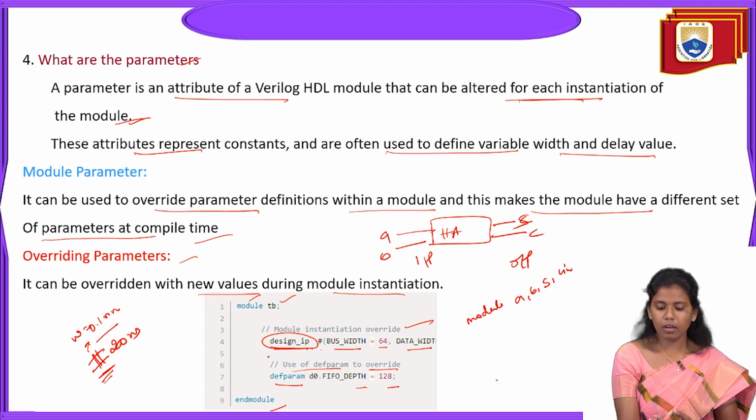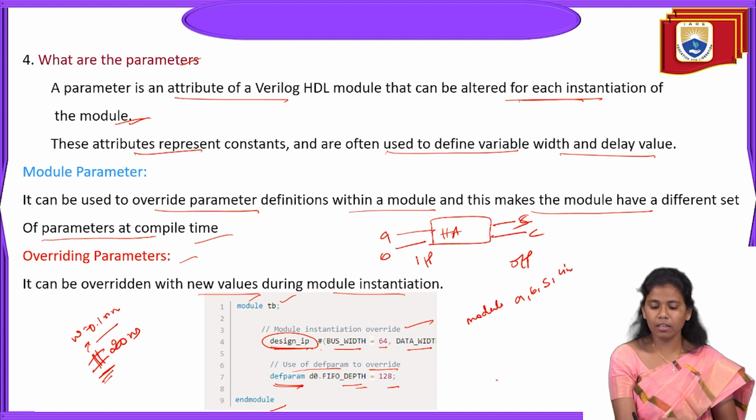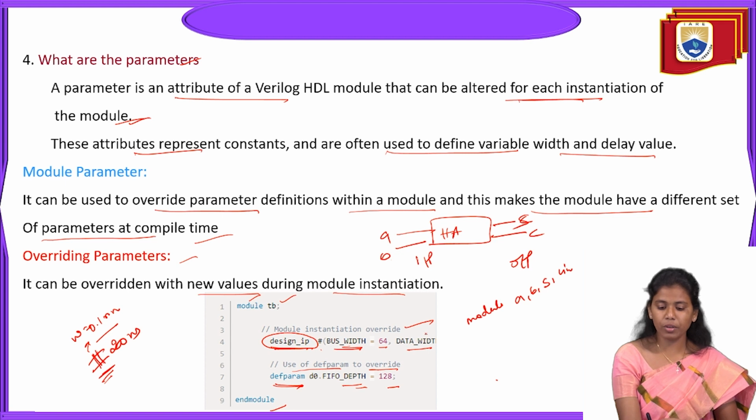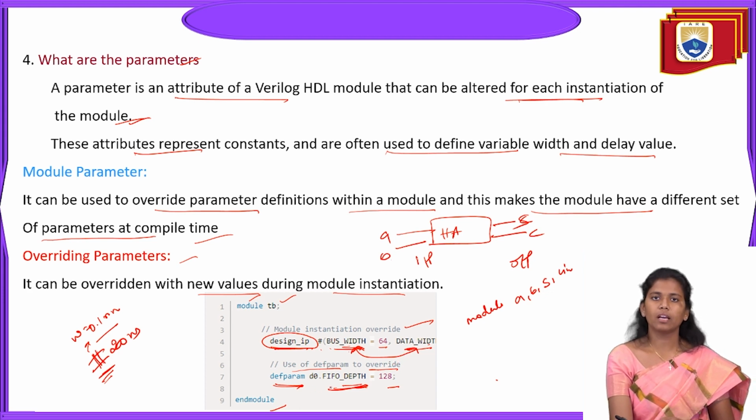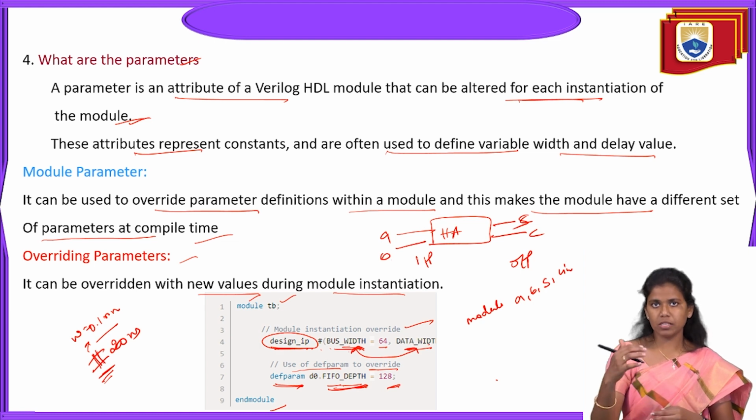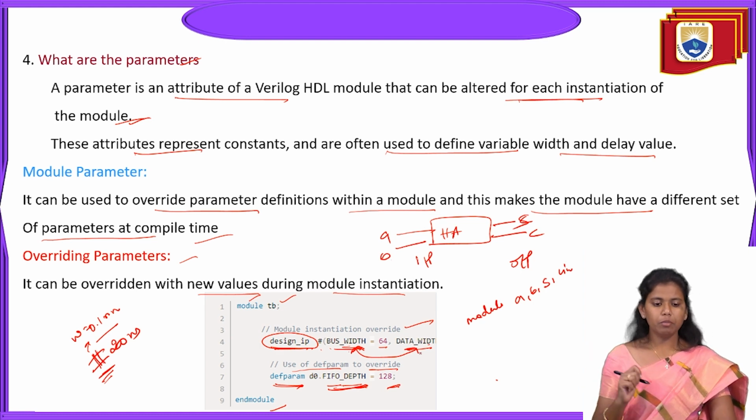So we are talking about the width of the bus as well as the data, right? Together, that is the width of the bus and data, and I am overriding it by using a parameter called defparam with respect to the depth. I'm just overriding the FIFO, first in first out, depth with some value, 128. So these are the parameters. That means in overriding parameters, I can override the parameters which are present before. Then we'll move on to the fifth one.